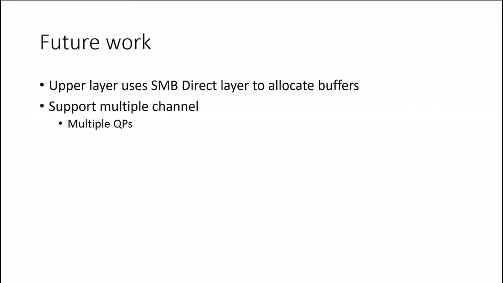Okay, so here's some future work I'm planning to do. First is to allocate all the buffers for SMB Direct, so we can use non-blocking calls for all the lower layers, which should speed things up. Then there's multiple channel support, which hopefully will also speed things up. Questions?